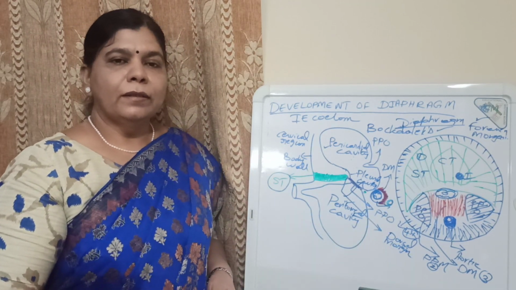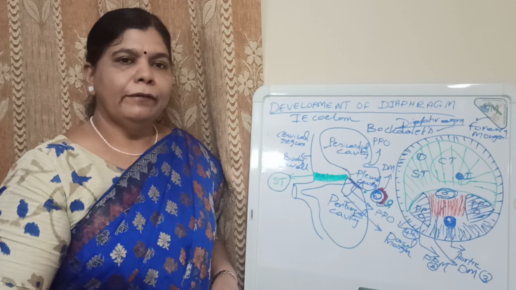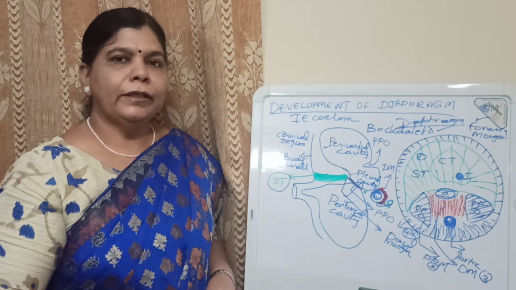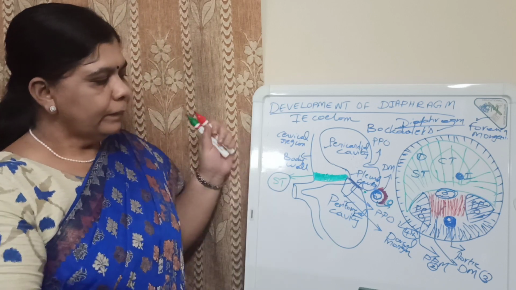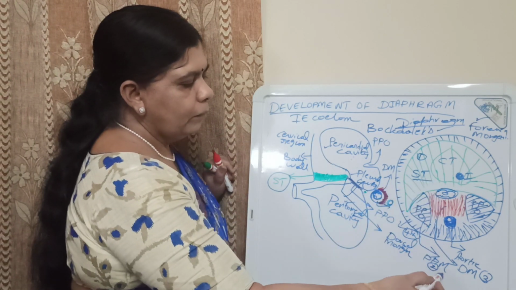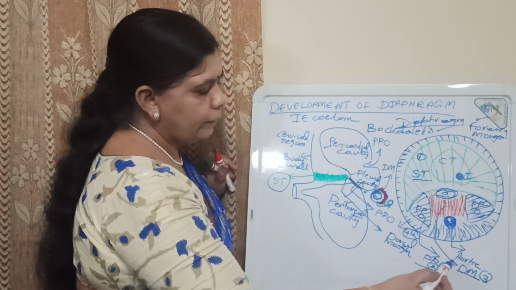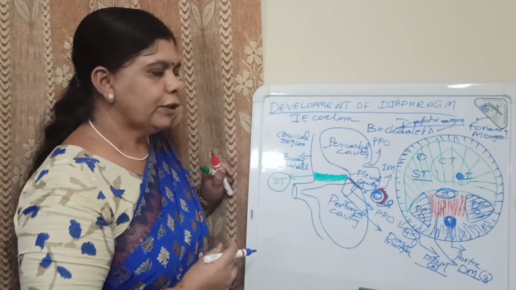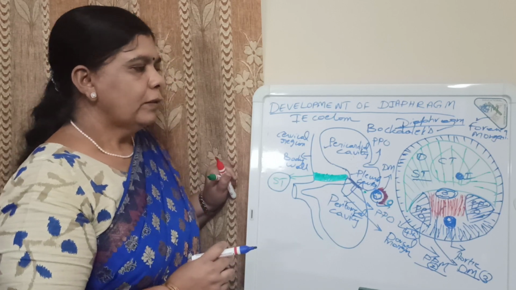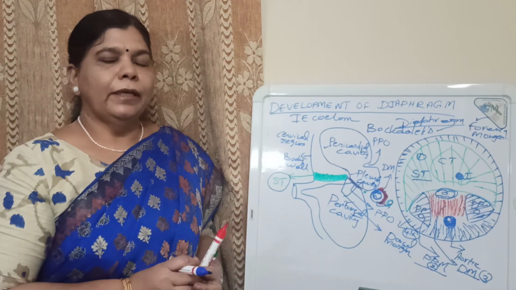So we will summarize the development of the diaphragm. The diaphragm is a composite mesodermal derivative derived from 4 elements: septum transversum, pleuroperitoneal membrane, dorsal mesentery of the esophagus, and the shelf-like projection from the body wall. So that is the development of the diaphragm.